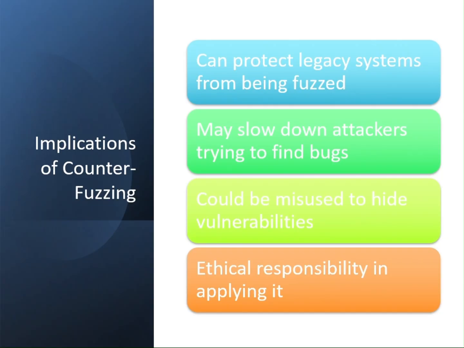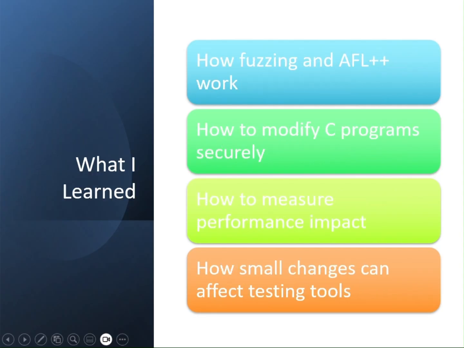Now, on the other hand, this technique raises ethical and practical concerns. A developer could misuse it to hide poor code quality. For instance, an unscrupulous vendor might add delays to their software to pass a security audit, knowing that the auditor's fuzzing tool will hardly scratch the surface in a reasonable time. It could also frustrate legitimate testing efforts by quality assurance teams. So, in short, counter-fuzzing is a double-edged sword.